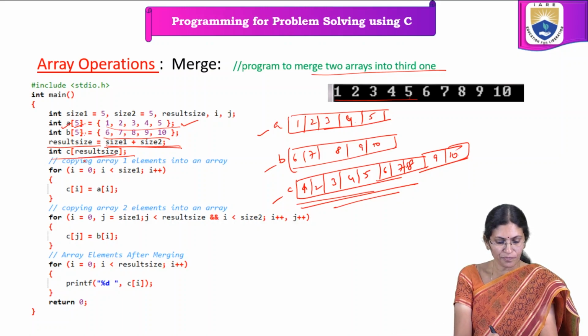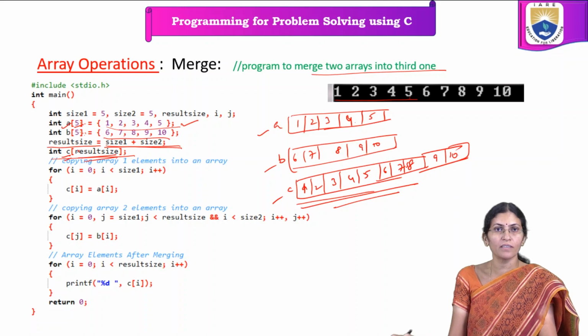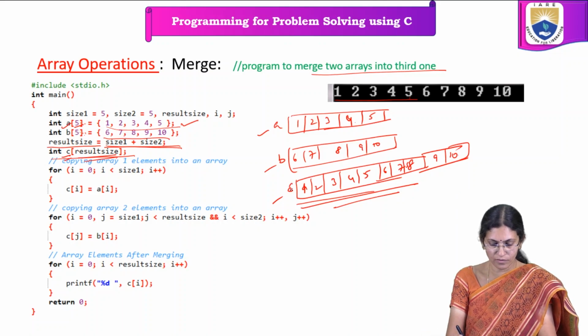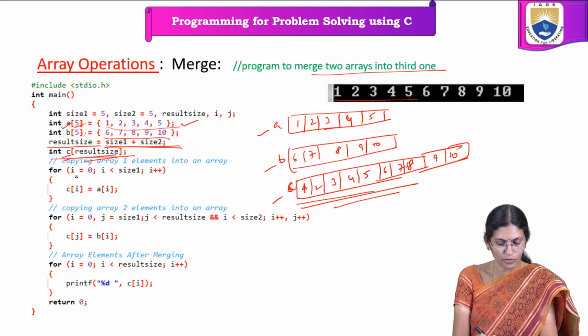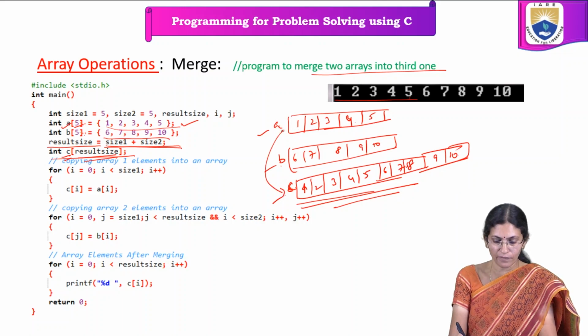So that is the size here. Another array, C, is the array into which the A and B values have to be merged. So for i is equal to 0, i less than size, i plus plus, C of i is equal to A of i. So what we are doing here is copying the elements of array A into array C.